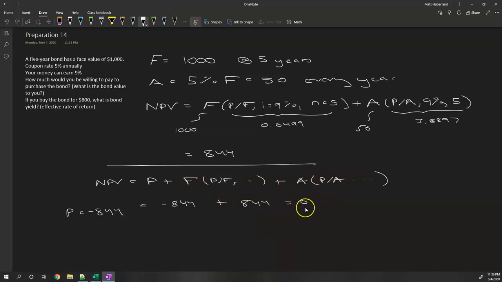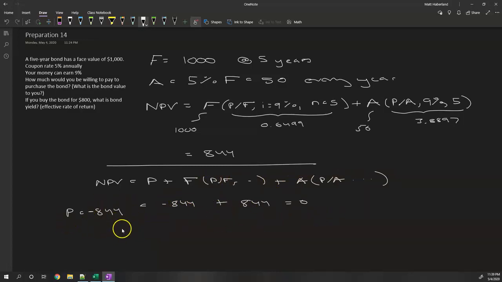This would give us 0, which means that it would be exactly equivalent to our bank account earning 9% interest, or whatever our minimum attractive rate of return is. Whatever this 9% interest is, it's as if we put this 844, instead of putting it into the bond, into something that earned a constant 9% interest. It would be equivalent to that. So that's how much we should be willing to pay for it.